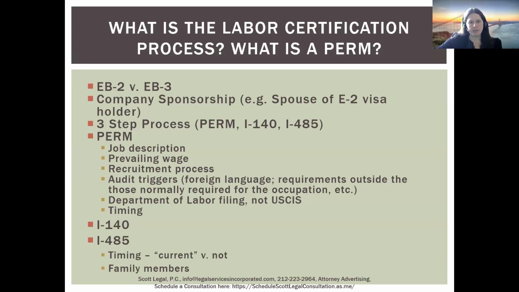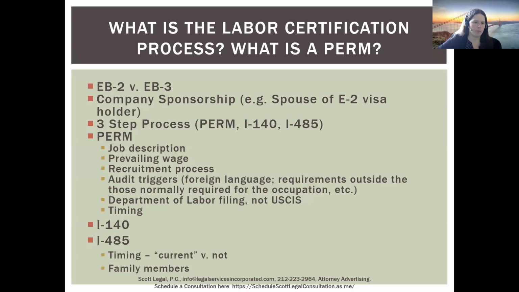It's a three-step process. So the first step and the longest step is the actual PERM, the labor certification. Then the next step is the I-140. That's an immigrant petition that the company files with U.S. Citizenship and Immigration Services that says, yes, we plan to sponsor this person. And then the last step is the I-485. That's the actual green card application. It can also be done through consular processing, which we'll go over later.